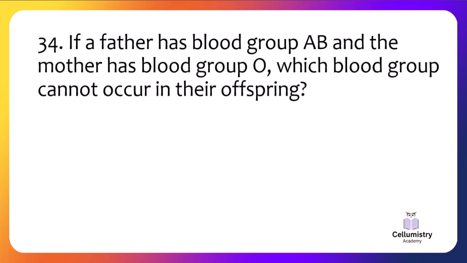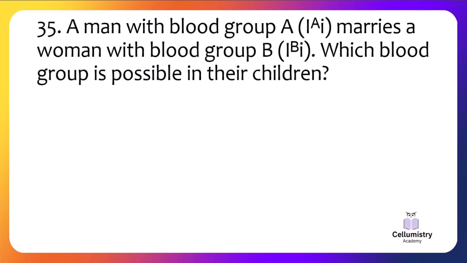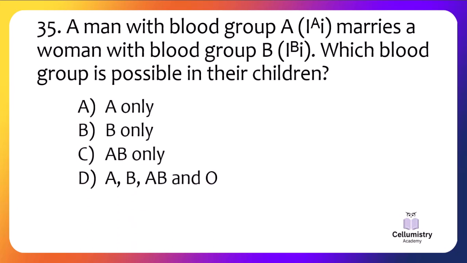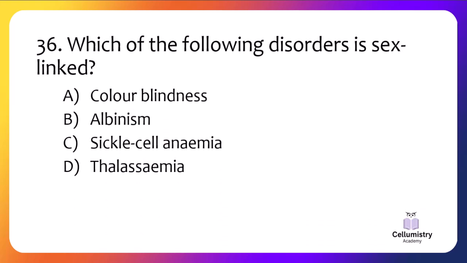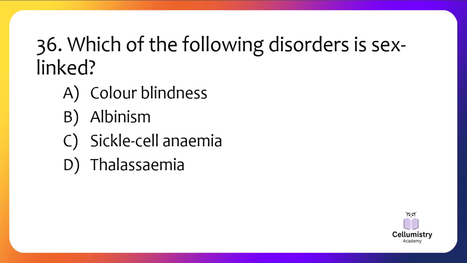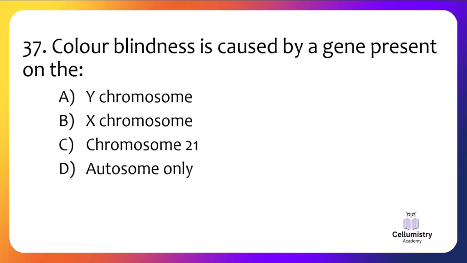If a father has blood group AB and the mother has blood group O, which blood group cannot occur in the offspring? Answer is C, AB. A man with blood group A marries a woman with blood group B. Which blood group is possible in the children? Answer is D, blood group A, B, AB and O. Which of the following disorders is sex-linked? Answer is A, color blindness. Color blindness is caused by a gene present on the... Answer is B, X chromosome.